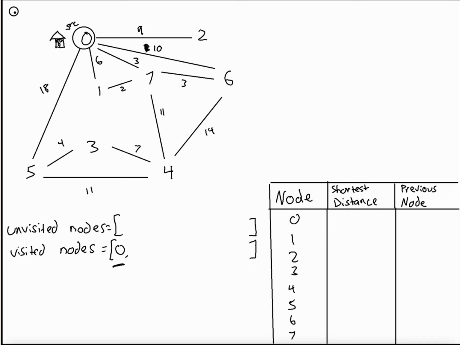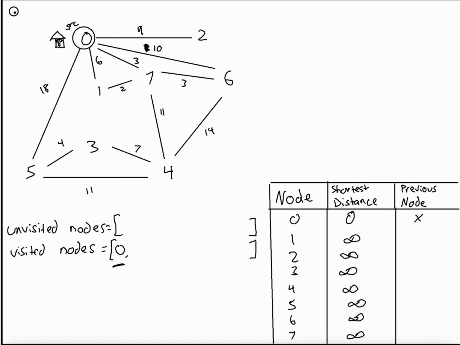Okay, so currently the shortest distance from node 0 to 0 is 0 itself, and there's no previous node. We start by initializing all of these values to infinity. Sorry for my terrible handwriting. And they also have no previous nodes because we haven't visited any.